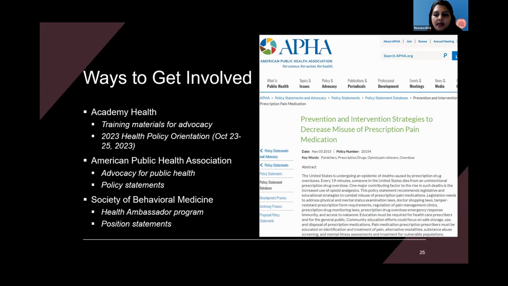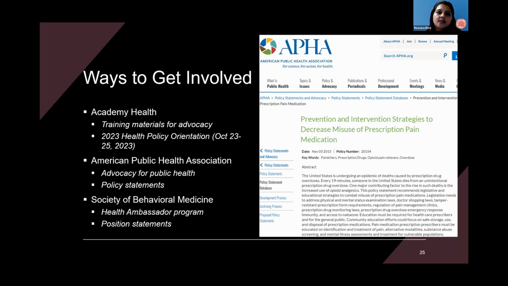The next is the American Public Health Association, and they are huge in the advocacy space, especially for public health related topics. One way to get involved would be to write policy statements. On the right, I have shared an example of a policy statement that I worked on. One of the deliverables during my PhD program was to submit a policy statement to APHA.